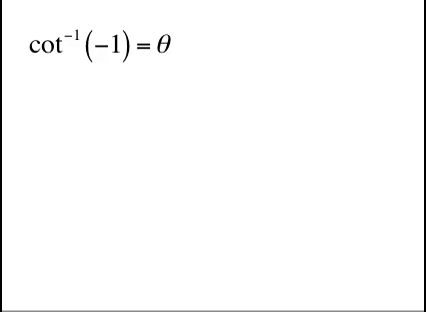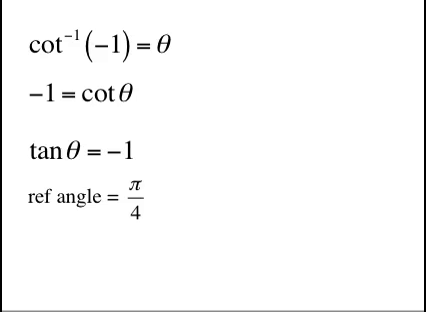So let's take a look at the inverse cotangent of negative 1. That means negative 1 is the cotangent of theta. And taking the reciprocal of both sides, the reciprocal of negative 1 is negative 1. The reciprocal of cotangent theta is tangent theta. So I get tangent of theta is negative 1, but I still have to consider the range of the inverse cotangent function. Reference angle here is pi over 4. Hope we know that by now.